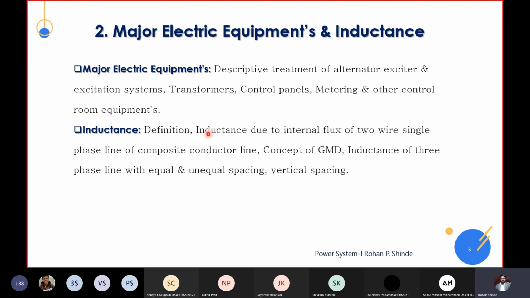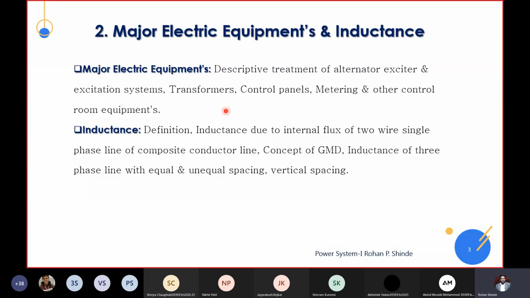A conductor has its own internal flux too, so first we have to calculate the flux linkage due to its own internal flux. And second, we have to calculate the flux linkage due to external flux. If we add the flux linkage due to internal flux plus the flux linkage due to external flux, then we can get the inductance of that particular conductor. Okay, that is the concept about inductance.